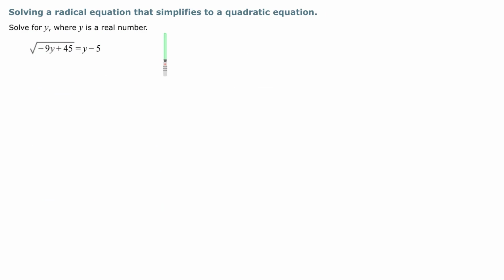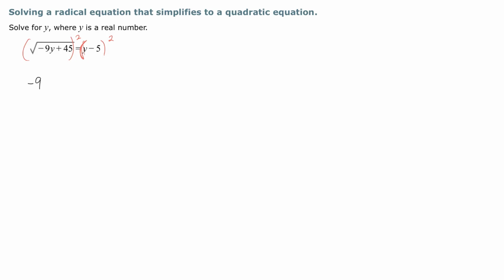Solving a radical equation that simplifies to a quadratic equation. Let's solve this radical equation. We're going to solve for y. One way to balance this equation is to apply the function x squared. So if we apply the function x squared to both sides, that really means square both sides. I'm going to go ahead and square both sides.